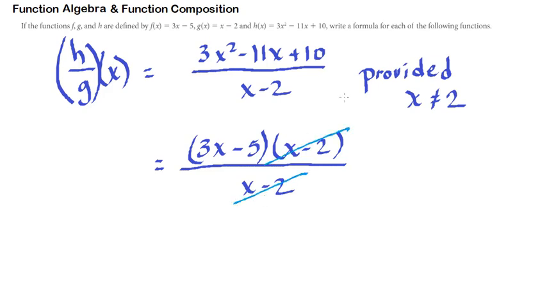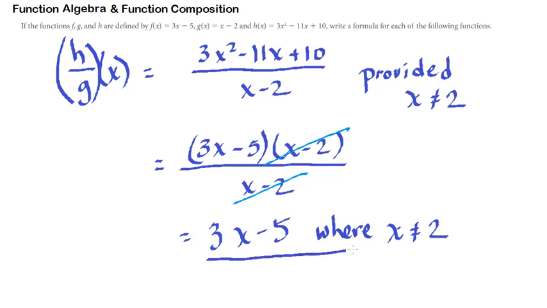And if you'll notice, my denominator for this one cancels out, but that still doesn't negate the fact that I have to say this is 3x minus 5, where x is not equal to 2, because my original functions that I was working with says that x can't be 2. So I do need to make that little specification.